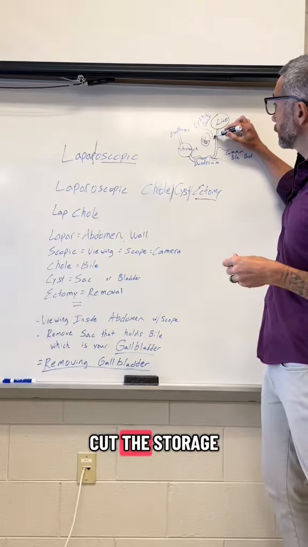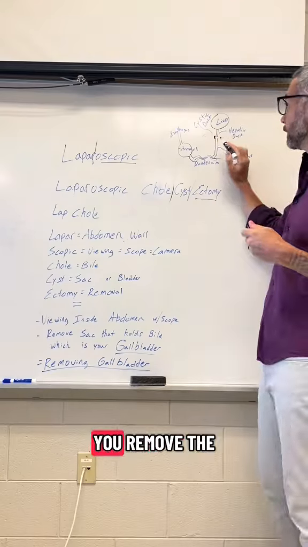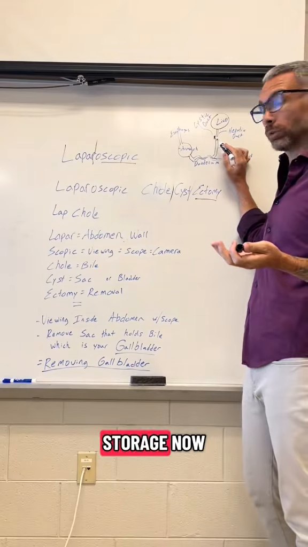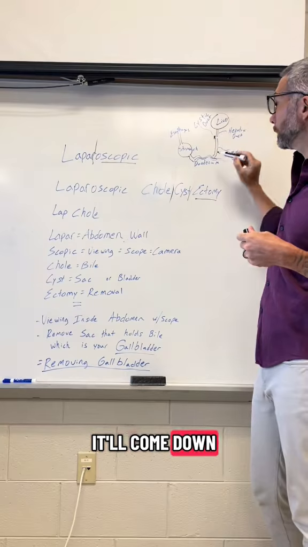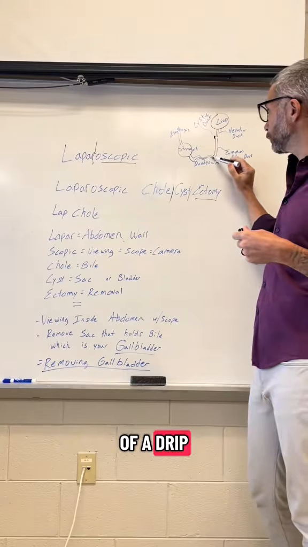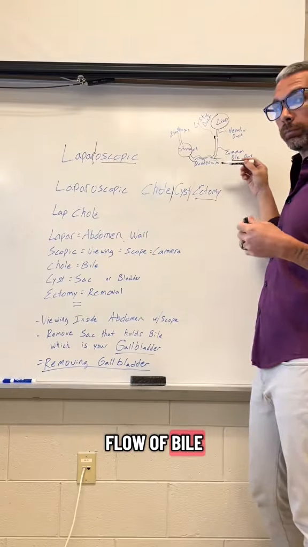So you're going to cut the storage off here. You remove the gallbladder, you've got no storage now. Your liver will still produce bile. It'll come down your common bile duct. You'll have more of a drip. You'll have more flow of bile.